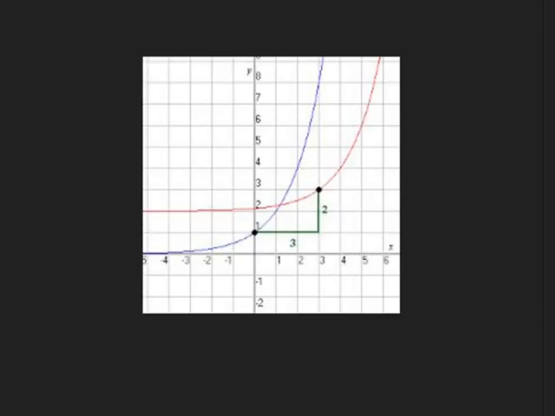So the same applies for an exponential graph here. We see that we've got our basic graph in blue, and the red one has been shifted along 3, so there's our clue, 2 to the x minus 3, and it's been shifted up 2 on the y-axis.